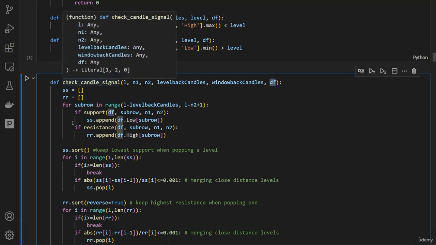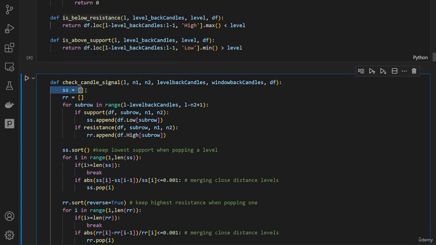Let's take a look inside the function and see how it works. We have two lists, support and resistance, that are empty for the moment. And for each of the candles within the large level back candles, so we're looking back from the current candle L minus level back candles up to L minus N2 plus 1. So why this small gap? It's to avoid look ahead bias. And if we have a support, we're going to append its value, the level of the support, to the support list. Same thing if we have a resistance level that is detected, we're going to append its value to the resistance list.